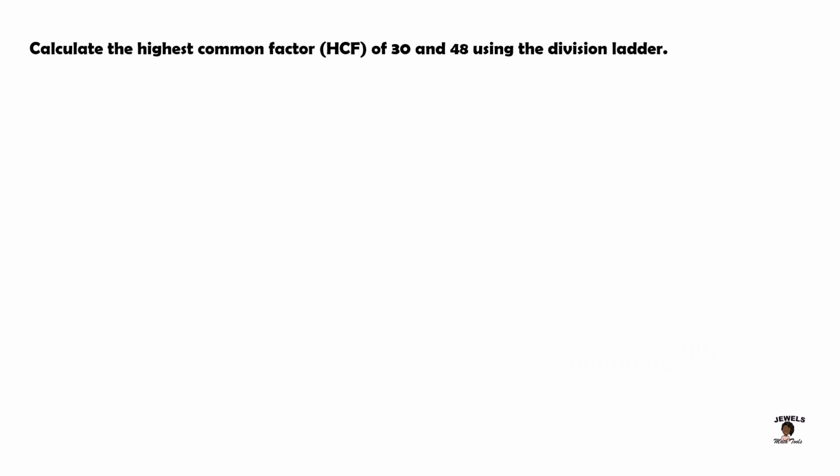In our example today, we will be calculating the HCF of two numbers, 30 and 48, and we will be using one division ladder for this question. Now, in a previous video when I did the division ladder with two numbers, I told you that in some cases when working out our prime factorization, we may have to focus on prime factorizing one number and then continuing on with the other one afterwards. So we're going to see that in play in this question.